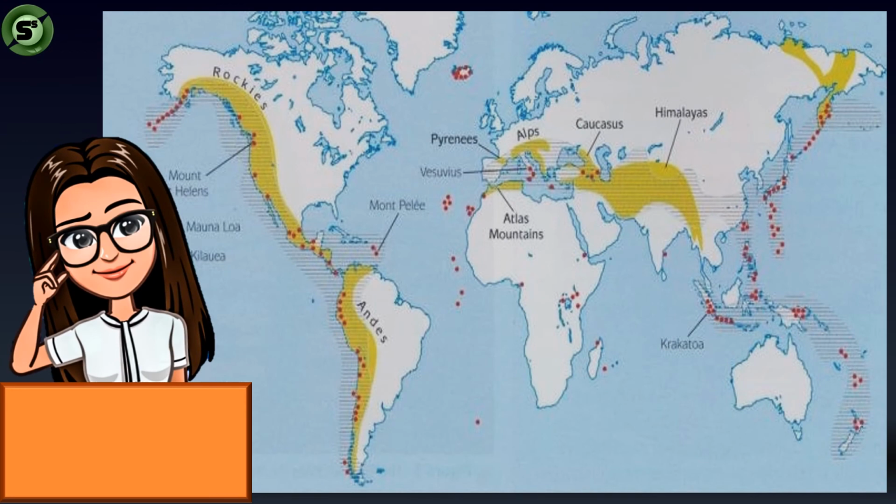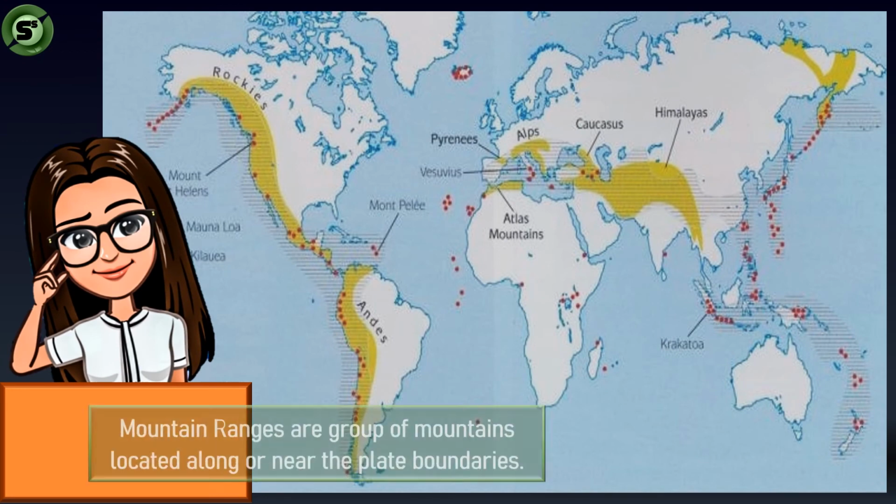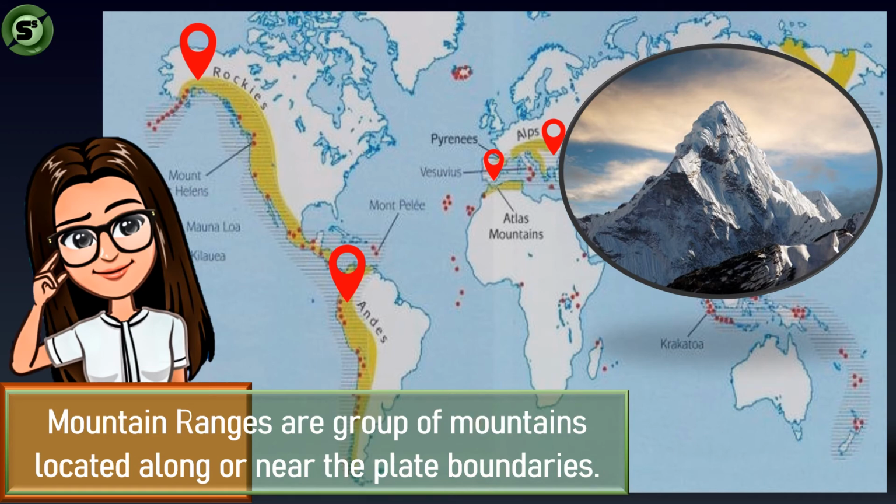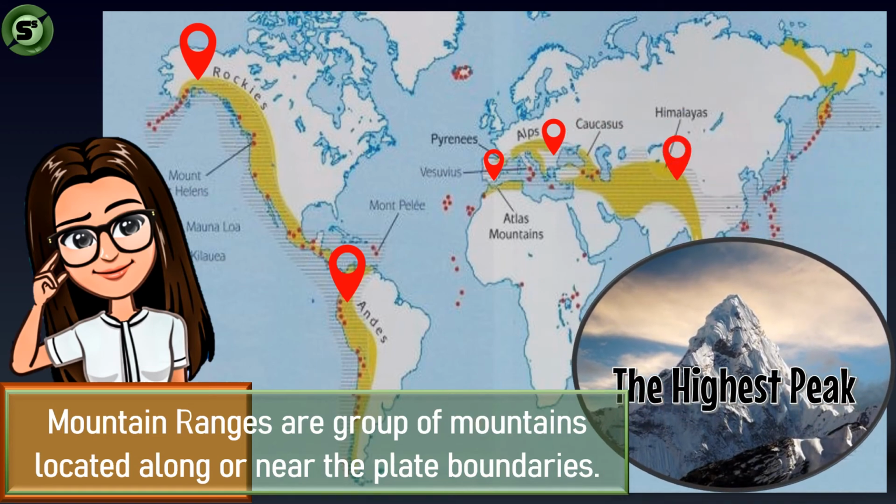This map shows the major mountain ranges of the world. Mountain ranges are groups of high mountains usually found along the plate boundaries. Here are some of them and their locations: the North American Rockies, the Andes, the Pyrenees, the Alps, the Himalayas. The Himalayas is where Mount Everest belongs. Mount Everest is the highest mountain above sea level with an elevation of 8,848 meters. It is located at the borders of Nepal and China.